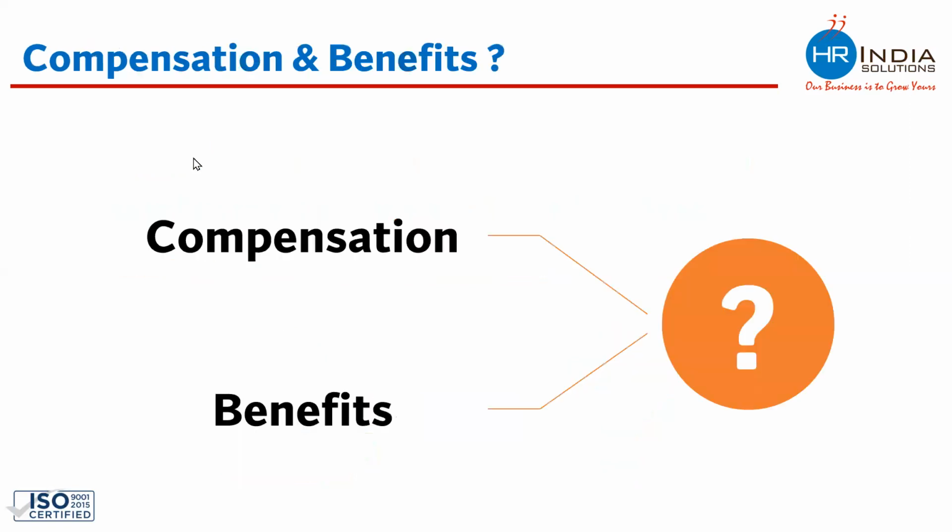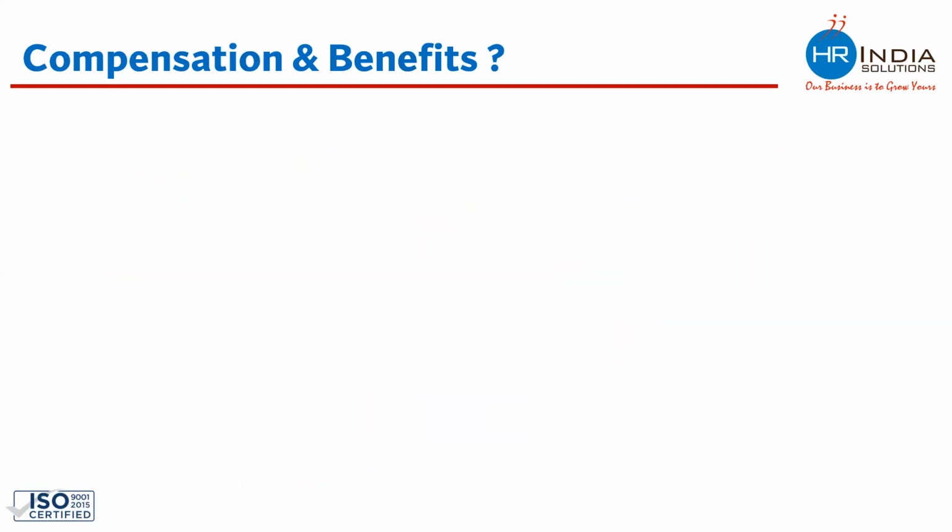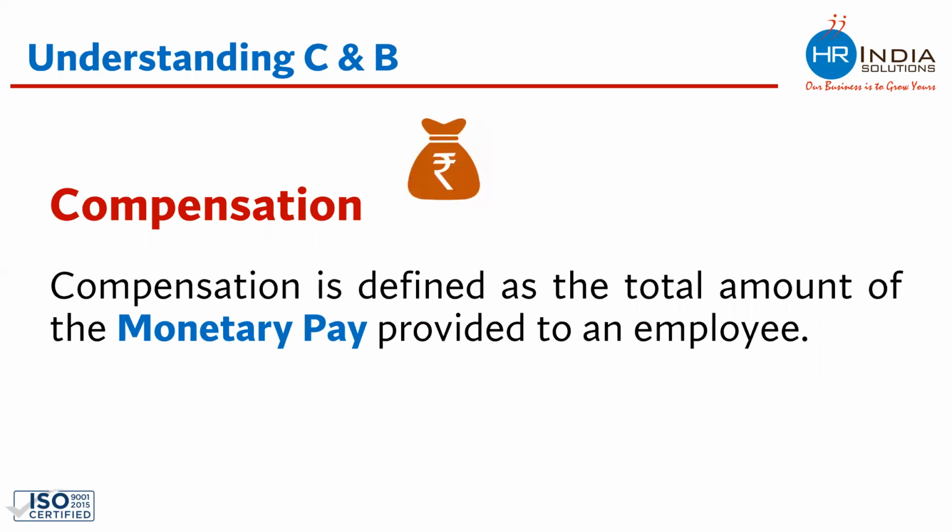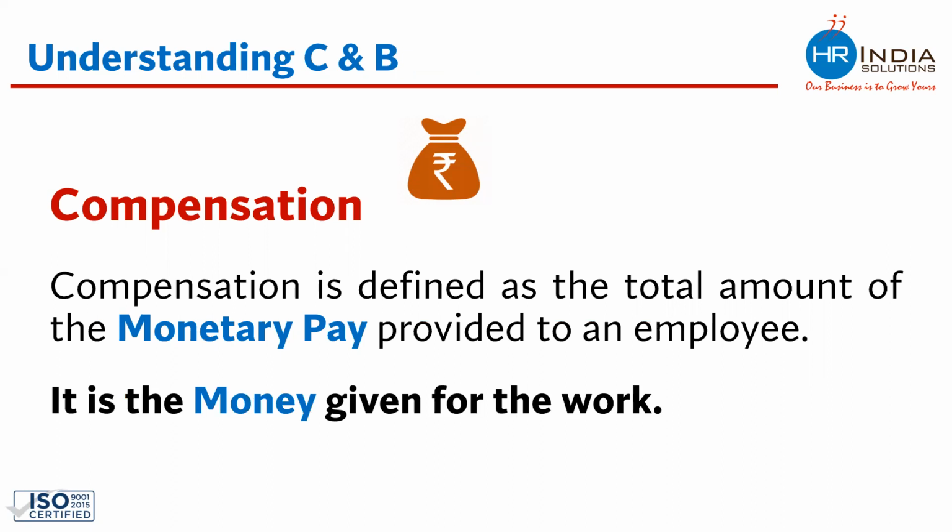Now let's try to understand what exactly is compensation and what are benefits. Compensation is defined as the total amount of monetary pay provided to an employee. In simpler words, it is the money given for the work. Whatever salary, whatever money, whatever cash you get every month is called compensation.